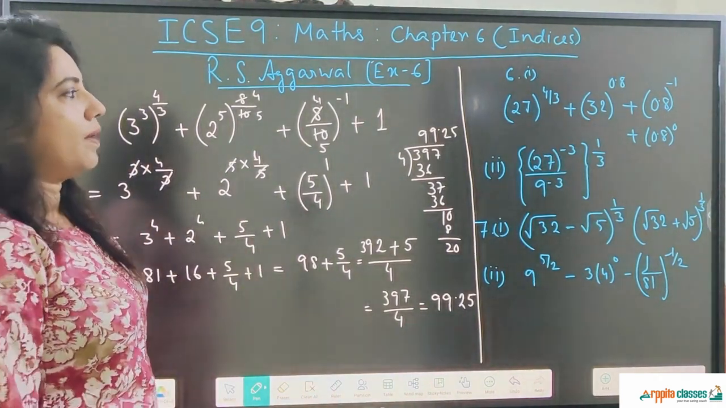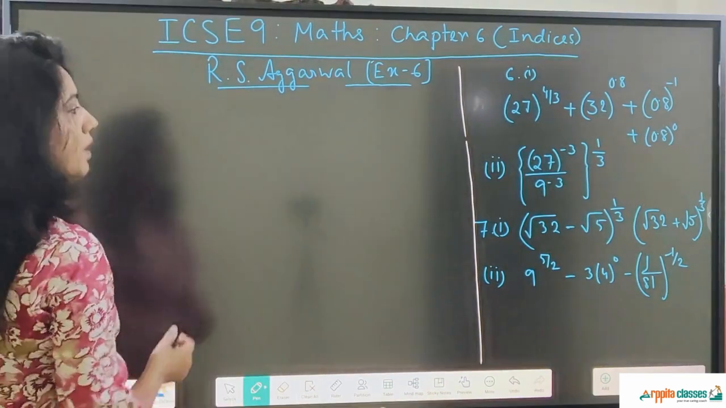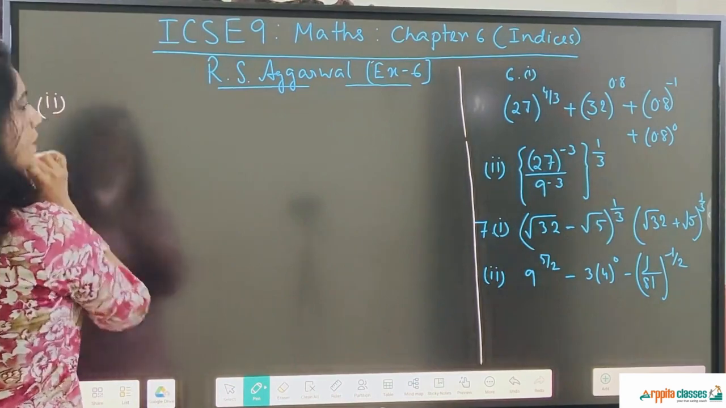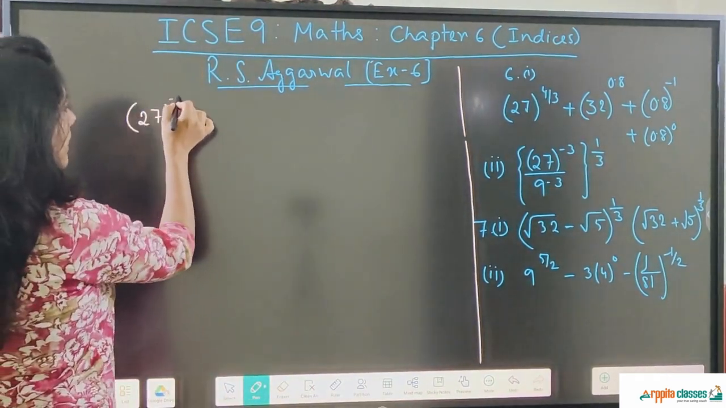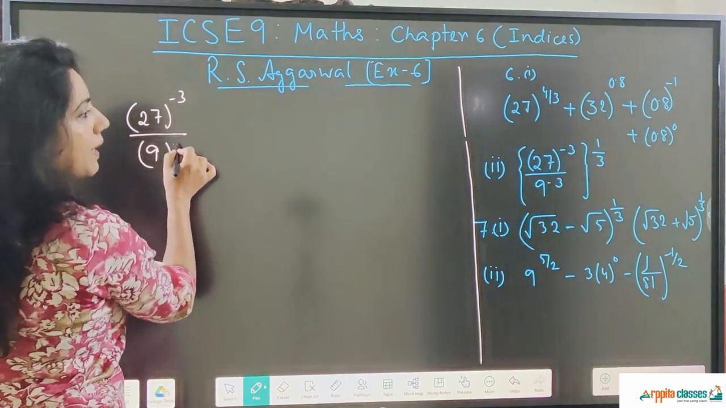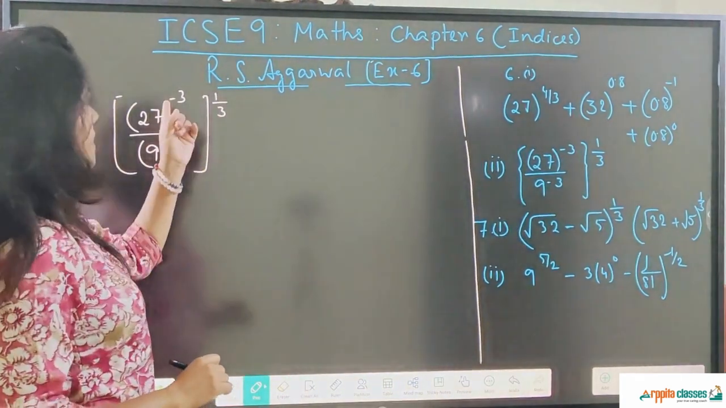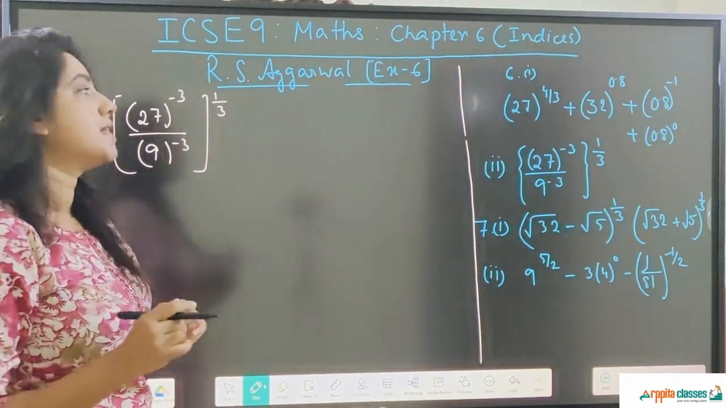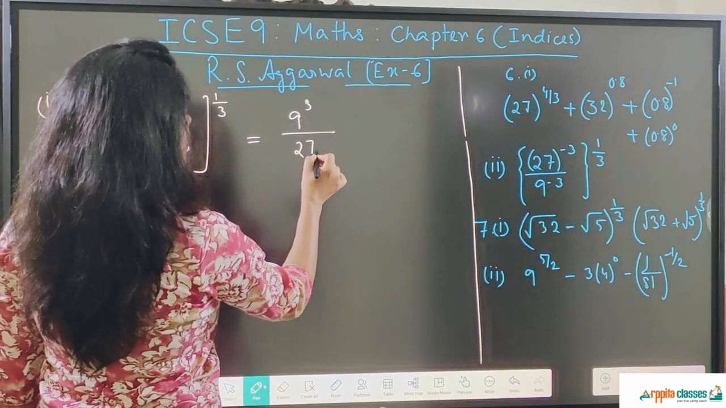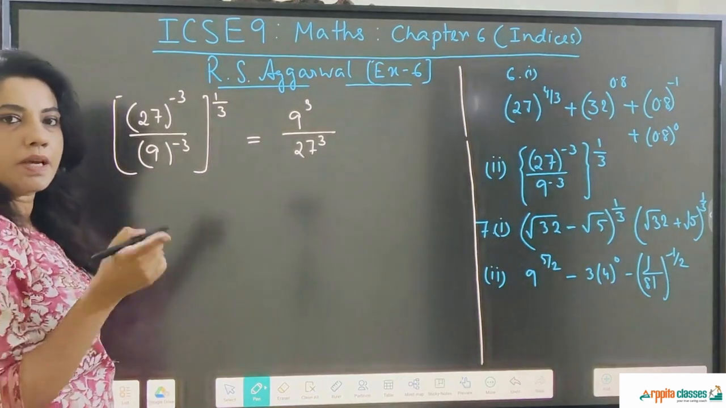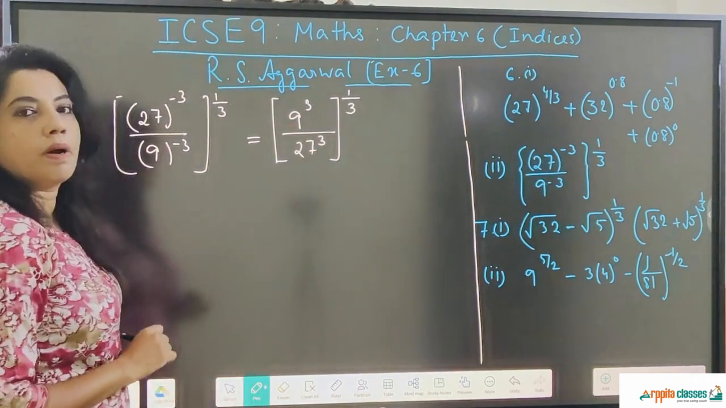Let us start with the 6th second one. You all can pause the video, do the sum on your own and then you can check it from here. So the 6th second sum is 27 to the power minus 3 divided by 9 to the power minus 3, this whole thing to the power 1 upon 3. So inside the bracket you can see it is 27 to the power minus 3. The exponent is negative. So first I will make the exponent positive. I will write 9 to the power 3, I will take it up, and 27 to the power 3. Both the exponents have become positive because I have changed the numerator to denominator and denominator to numerator. Now this is whole to the power 1 by 3.